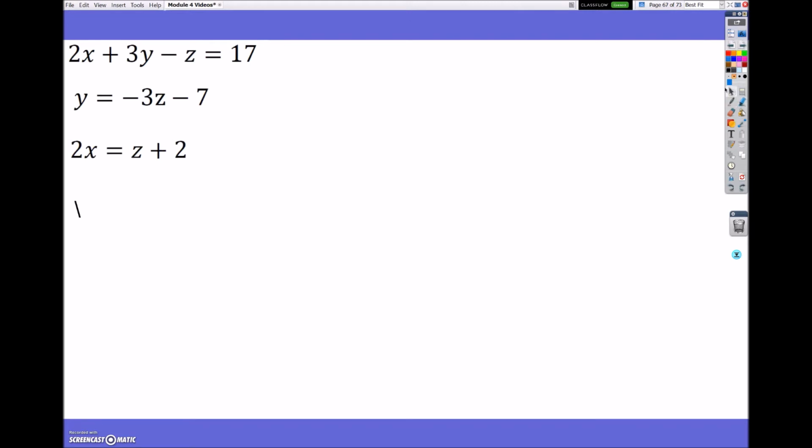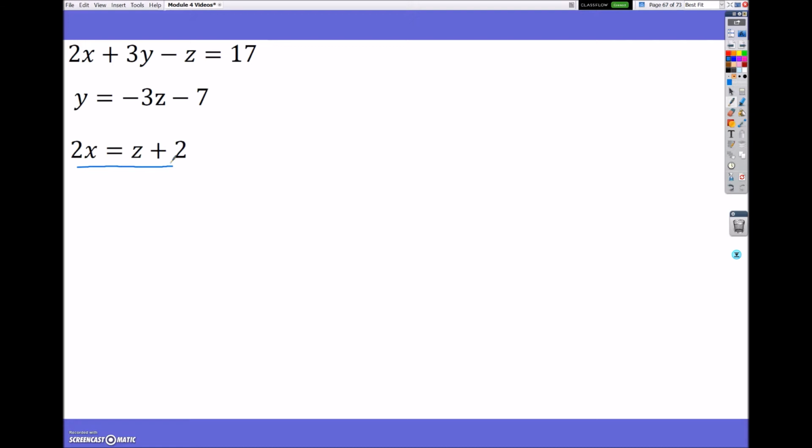So looking at this example, I have three variables in the first equation and two variables in the second equation. What I want to try to do is figure out how to eliminate some of these variables so I only have one or two after I solve. Looking at this first one, I want to focus on 2x plus 3y minus z equals 17 and this bottom one, 2x equals z plus 2. And I want to see if I can eliminate some of these variables.